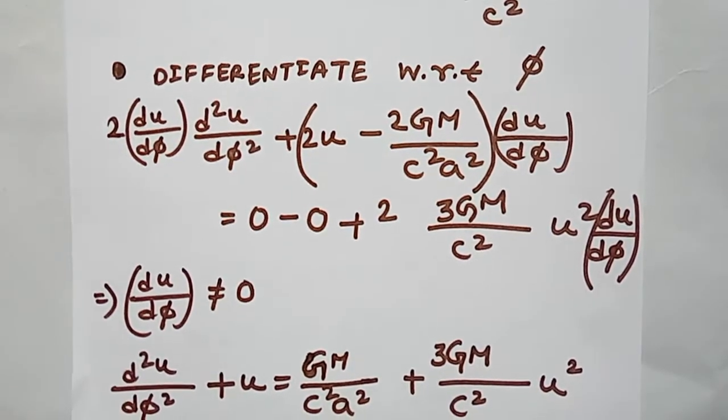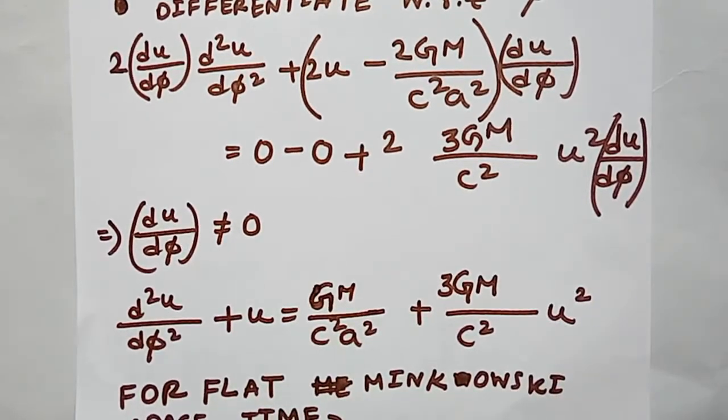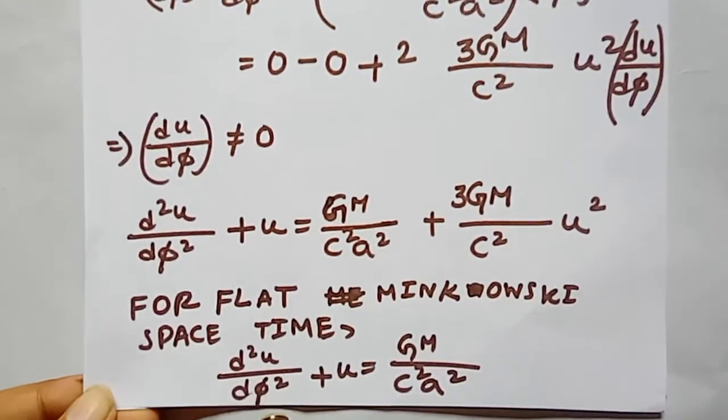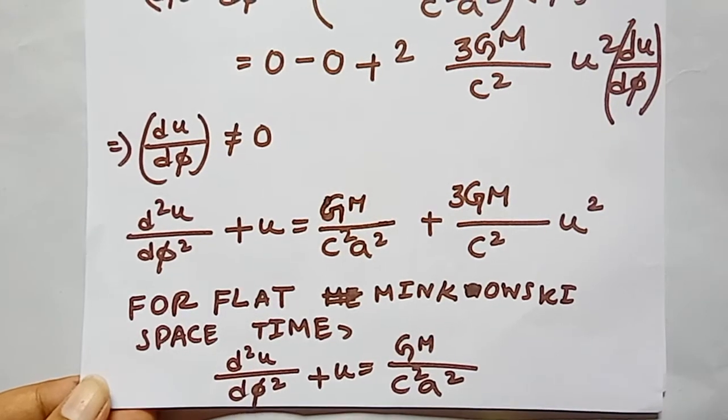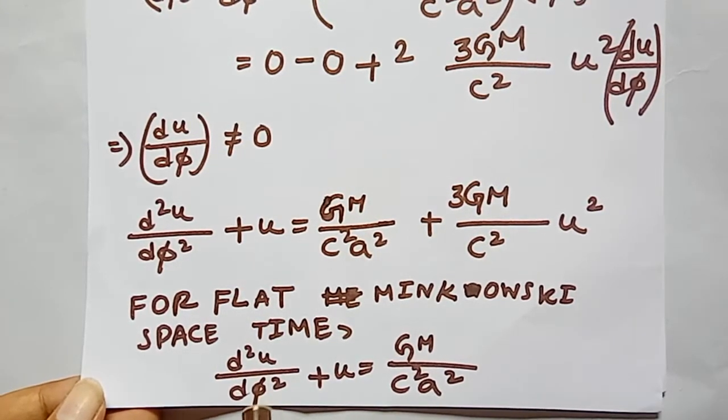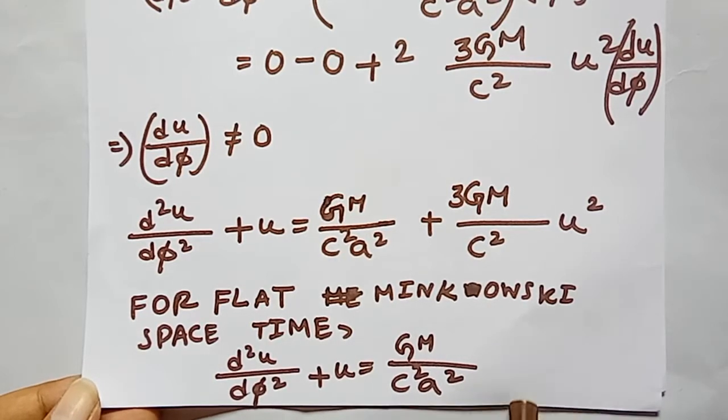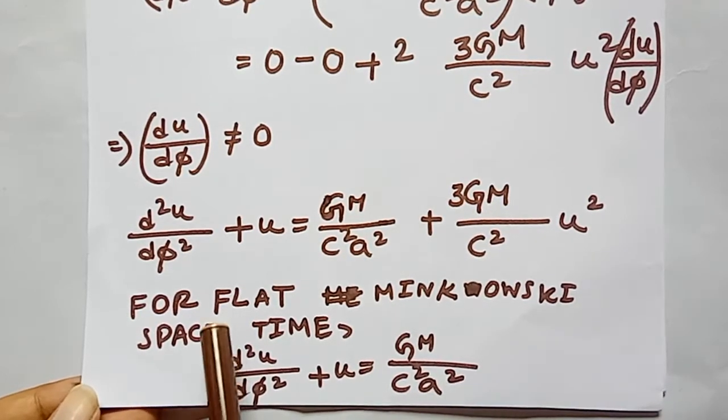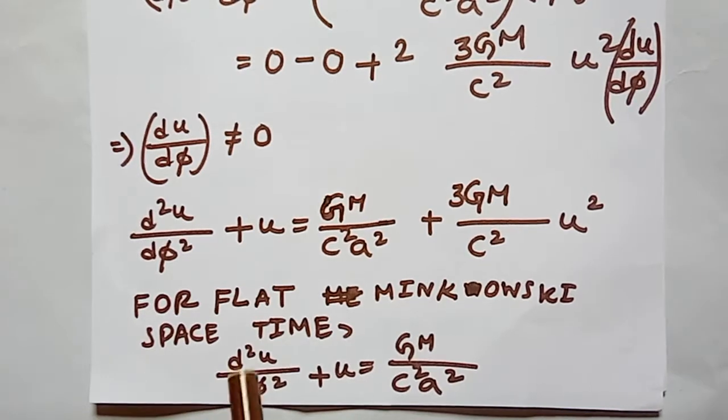Now for flat Minkowski space-time and Newtonian, according to Newtonian mechanics, we have only this term: d²u/dphi² plus u equal to GM/c²a². Okay, for flat Minkowski space-time, d²u/dphi² plus u equal to GM/c²a².